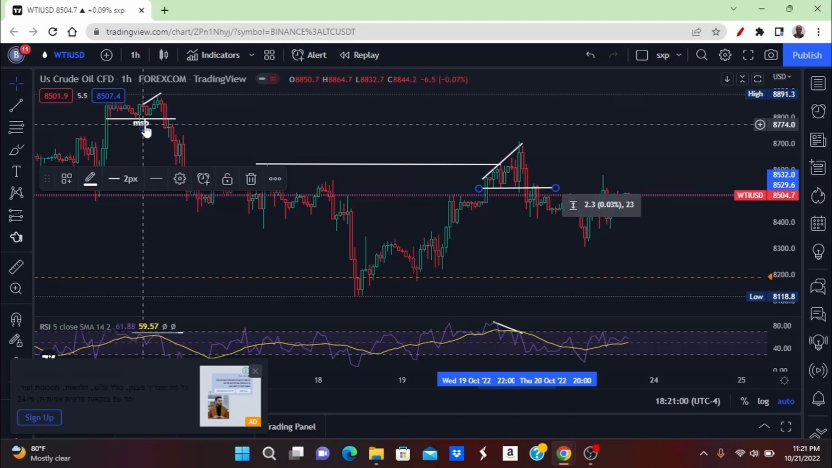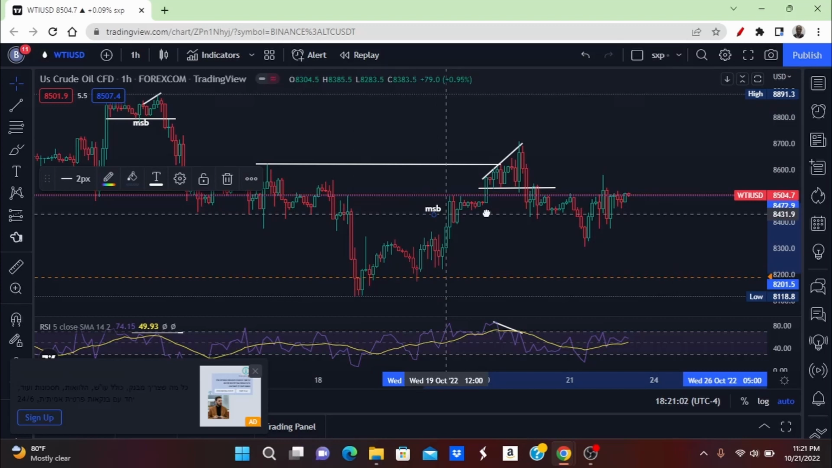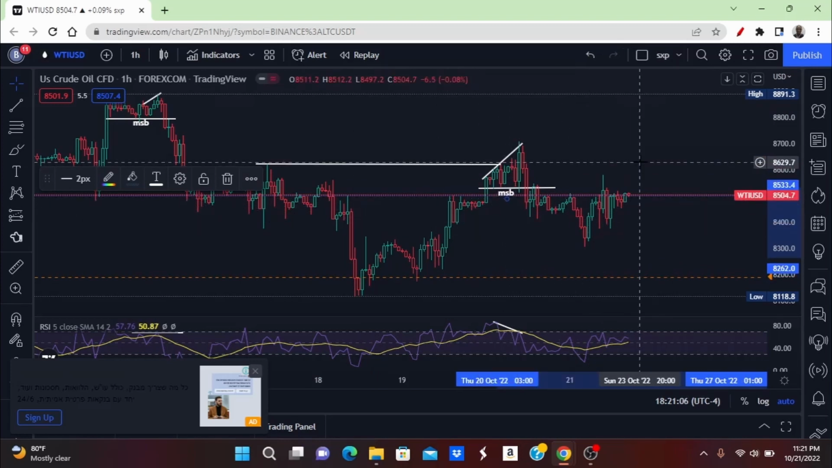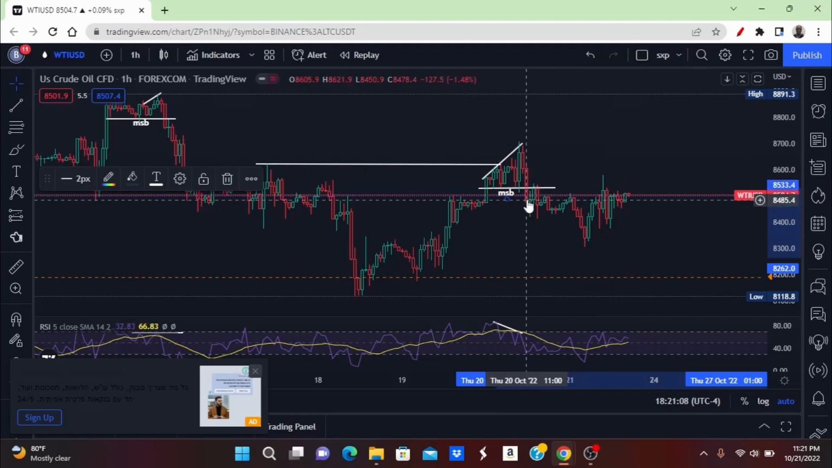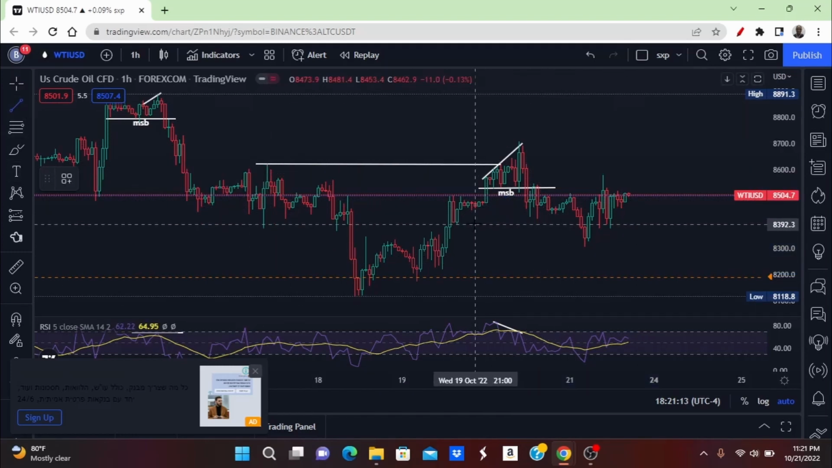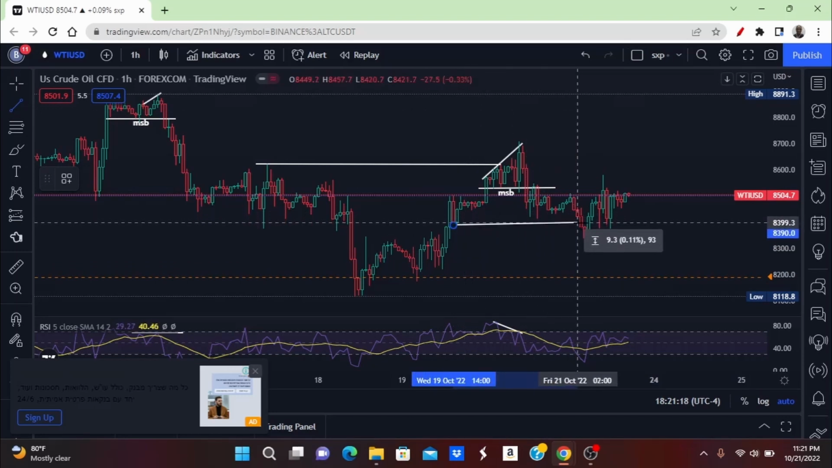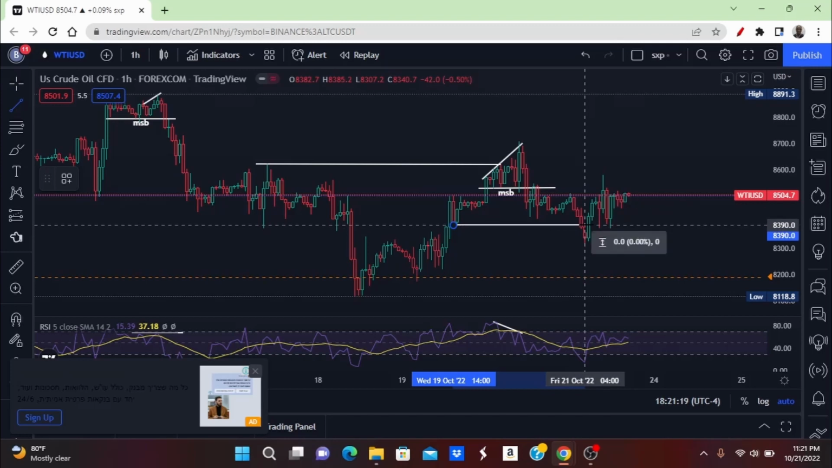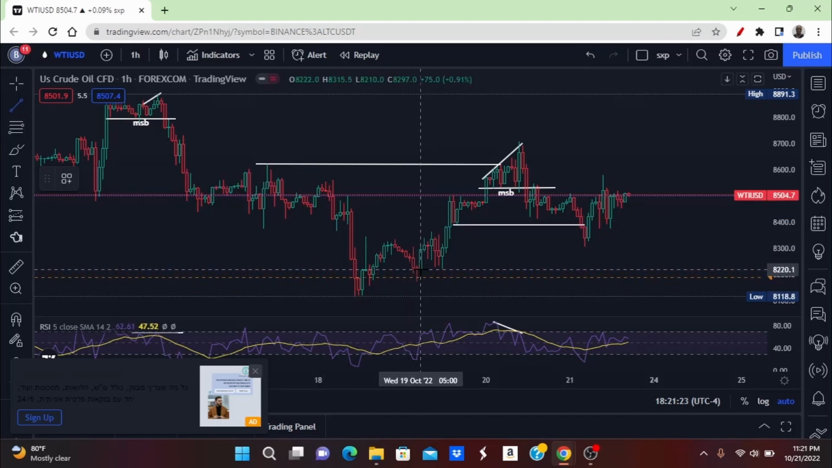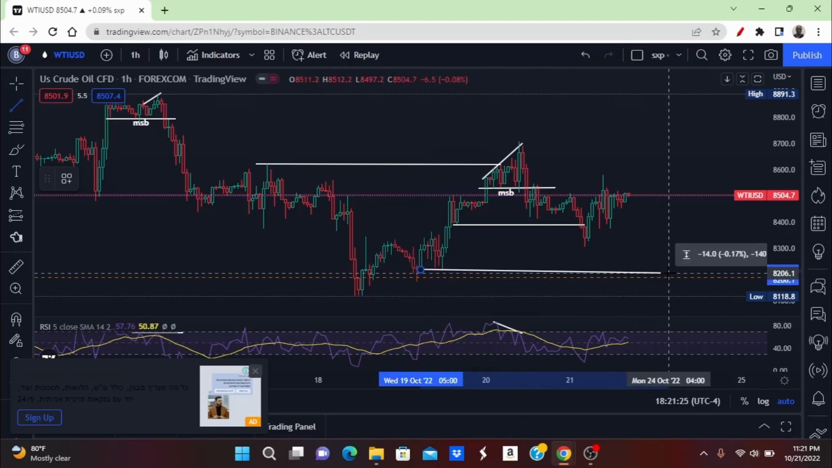So you want to put something like that there. And so once it breaks this market structure, you are hoping to target, this is your first target, this low here. All right, and then you can say, okay, your next target will be this low here. But that is for beginners.